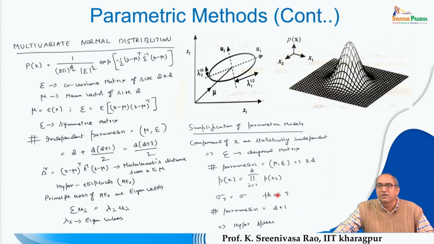If you want to reduce further, you can assume that the variance remains equal across all the components. Then only one value is sufficient, so the number of parameters is reduced to d plus 1, where d is the components of the mean vector and 1 is the single variance. In this case, instead of hyperellipsoids, it becomes a hypersphere, because the spread is the same in all directions.